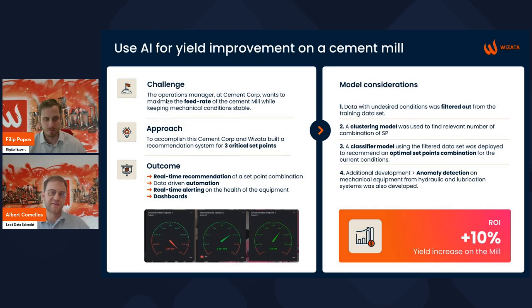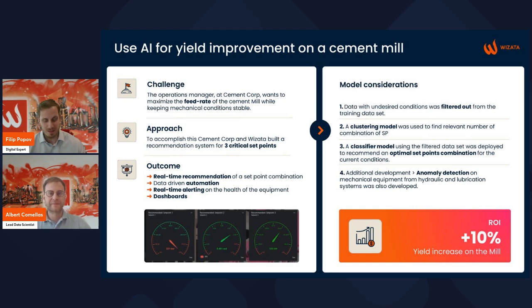And once we have identified these relevant combinations of set points, we train another model to identify in real time, depending on the context we are in, which is the set point combination that right now will make possible having a high yield while keeping the conditions stable. And in addition to this, we also developed an anomaly detection system dedicated to the auxiliary systems of the mill, which are the lubrication system and the hydraulic system for the mill.